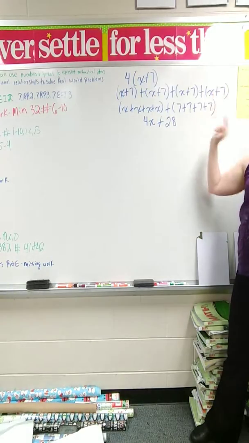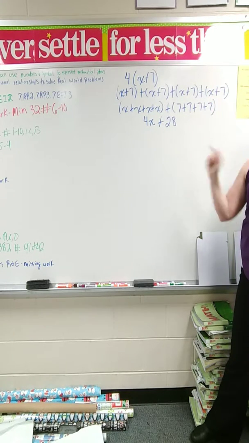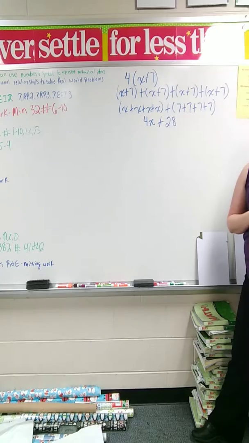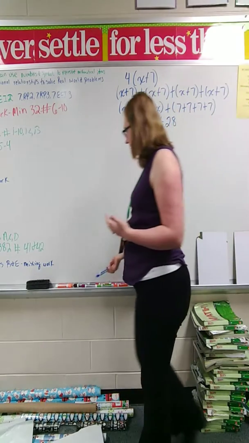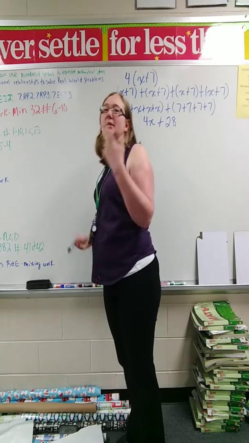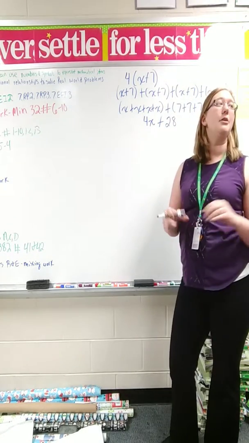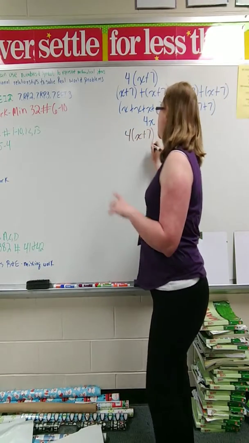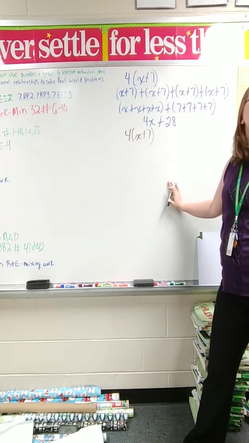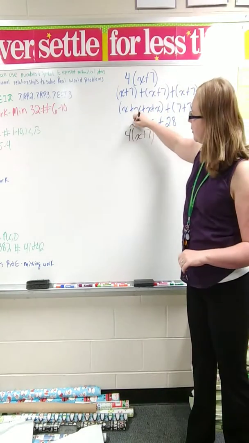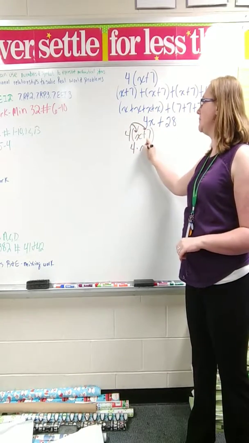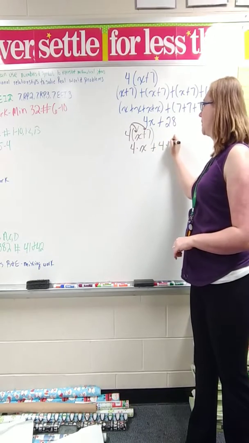I don't want to have to do all of that, though. Because that's a lot of work. Yeah, that gets me really confused. Because you're just really repeating it. Right, we just keep repeating ourselves. So instead, this is what I'm going to do. I'm going to take that 4 times the quantity x plus 7. Same thing, right? But I'm going to distribute the 4 to my x, and I'm going to distribute the 4 to my 7. So I have 4 times x plus 4 times 7.